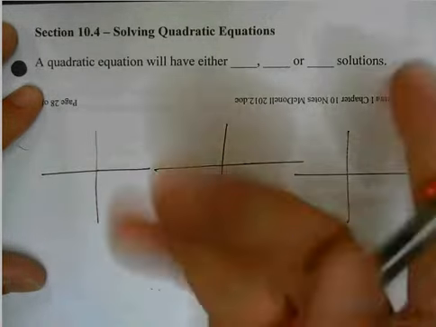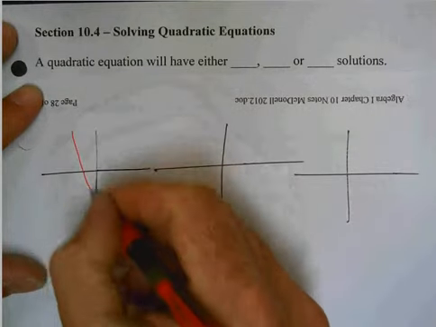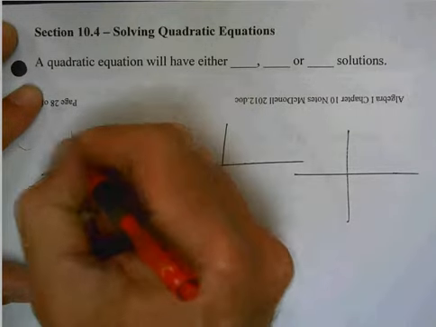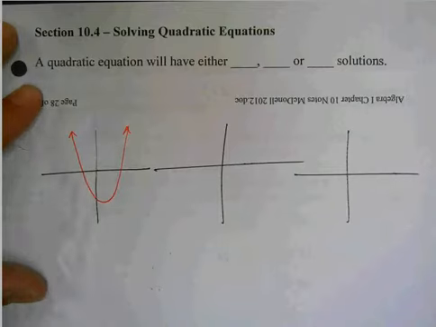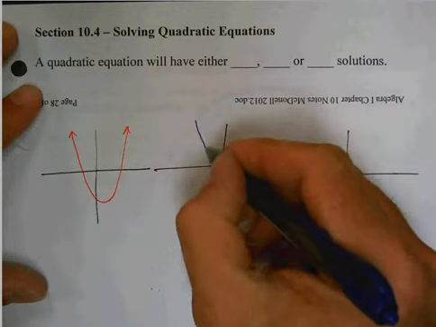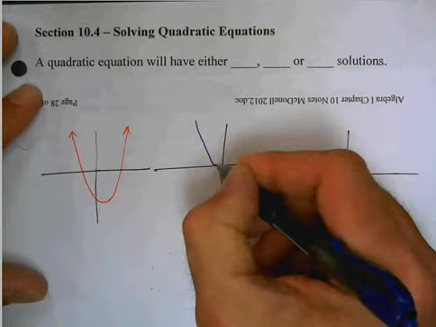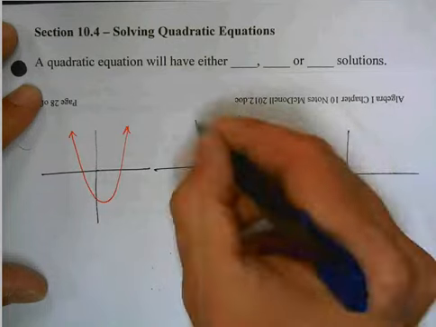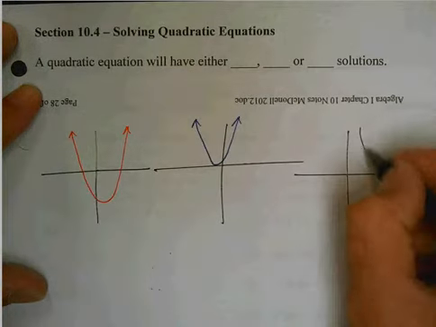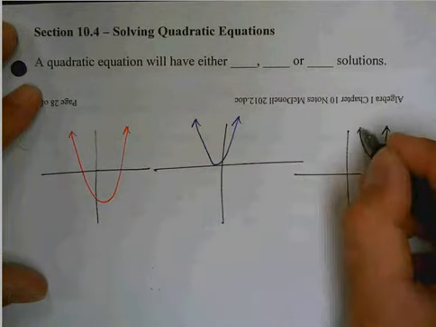Here we have a red parabola. It comes down like so. Here we have our blue parabola. It comes down, touches, and goes back up. And then here's our black parabola. It comes down, and it doesn't touch at all.